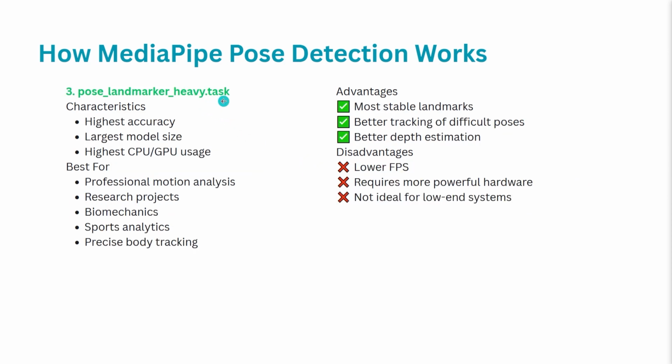Then comes the heavy model. It provides the highest accuracy, largest model size, and highest usage of CPU and GPU. It is best for professional motion analysis, research projects, biomechanics, sports analytics, precise body tracking. If I talk about its advantages, it provides the most stable landmarks, better tracking of difficult poses, better depth estimation. Also, it comes with some disadvantages such as lower FPS, requiring more powerful hardware, and it is not ideal for low-end systems. That's why we do not use that. We do not use it in projects like drone controlling.